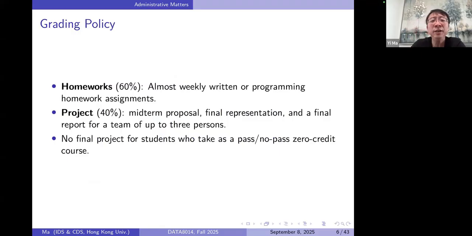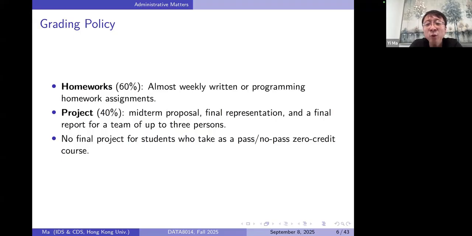The grading is actually very simple. Homeworks will be 60%, with almost weekly written or programming homework, assigned by the TAs. Project: there will be a final project. Basically, that includes a midterm proposal, final presentation, and a final report for a team of up to 3 people. And for students that take this as 0 credit and pass/fail, there's no final project.